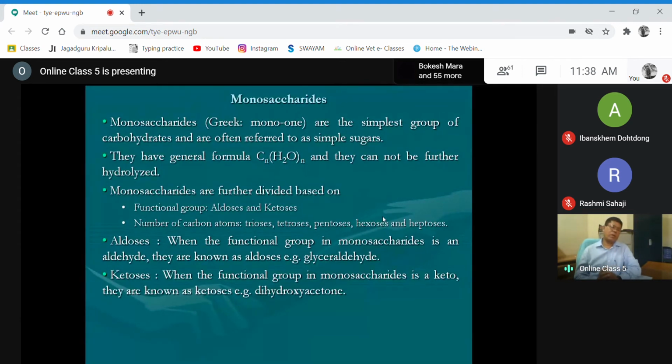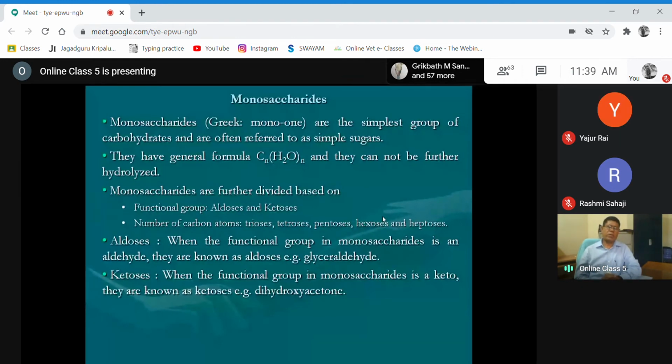Then the monosaccharides may have 3 carbon atoms, or 4, 5, 6, 7, and so on. The number of carbon atoms present in these monosaccharides varies. So based on the number of carbon atoms present in these molecules, they are further divided into trioses, meaning containing 3 carbon atoms. If the monosaccharide contains 3 carbon atoms, we call it a triose. If 4 carbon, they are called tetroses. If 5 carbon, pentoses. 6, hexoses, and 7, heptoses.